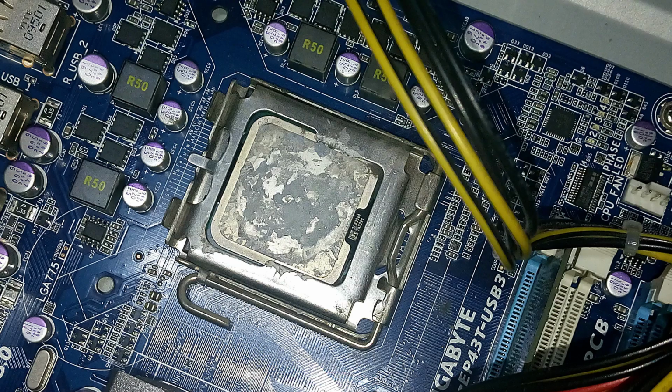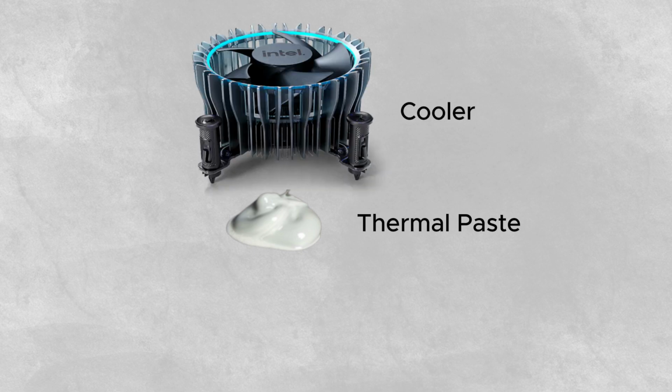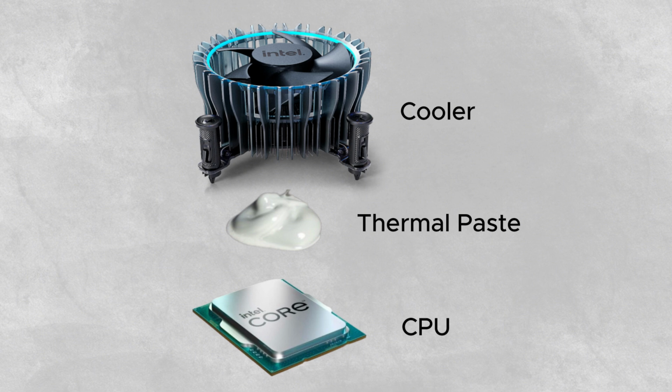The last reason your computer could be overheating would be dried up thermal paste. Thermal paste is a substance that goes in between your CPU cooler and your CPU in order to maximize heat transfer to properly cool it. If you've had your PC for 3 or more years now, this is certainly something you should look into.